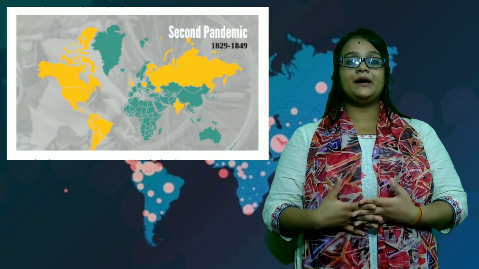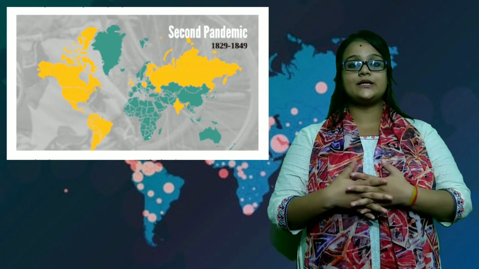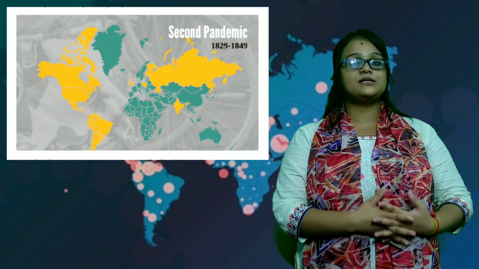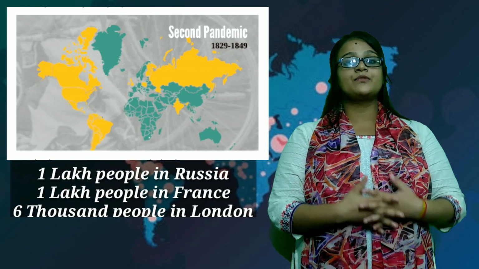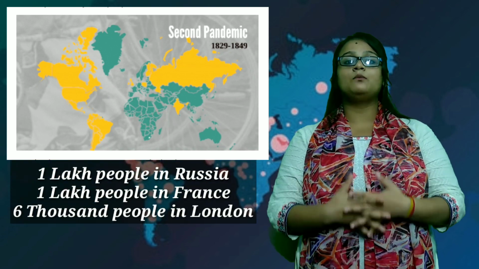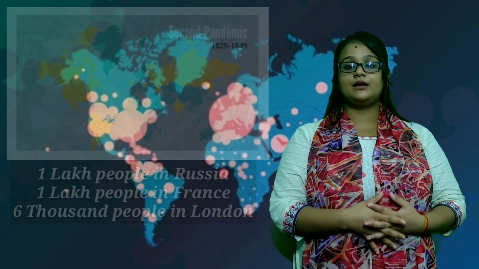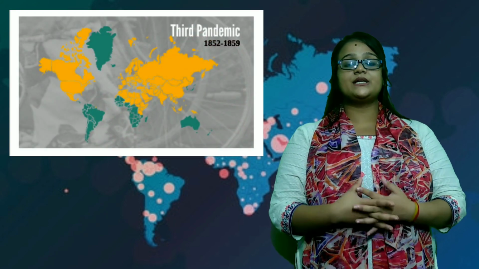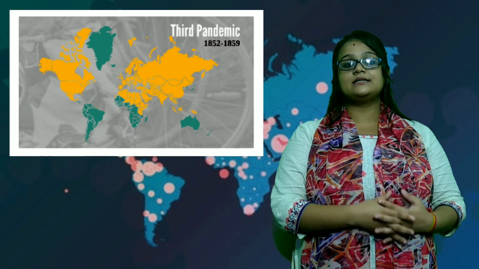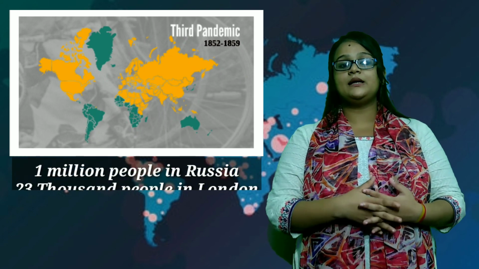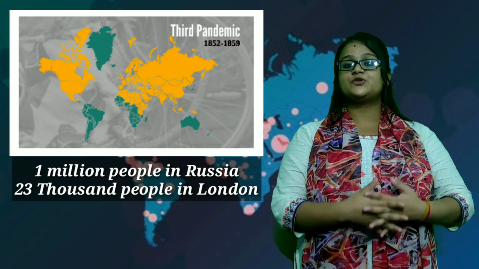The second cholera pandemic began around 1826 in Central and Middle East Asia. It killed around 1 lakh people in Russia, 1 lakh people in France and more than 6,000 people in London. It lasted till 1837. The third pandemic erupted in 1846 and persisted till 1860, killing around 1 million people in Russia and 23,000 people in London.